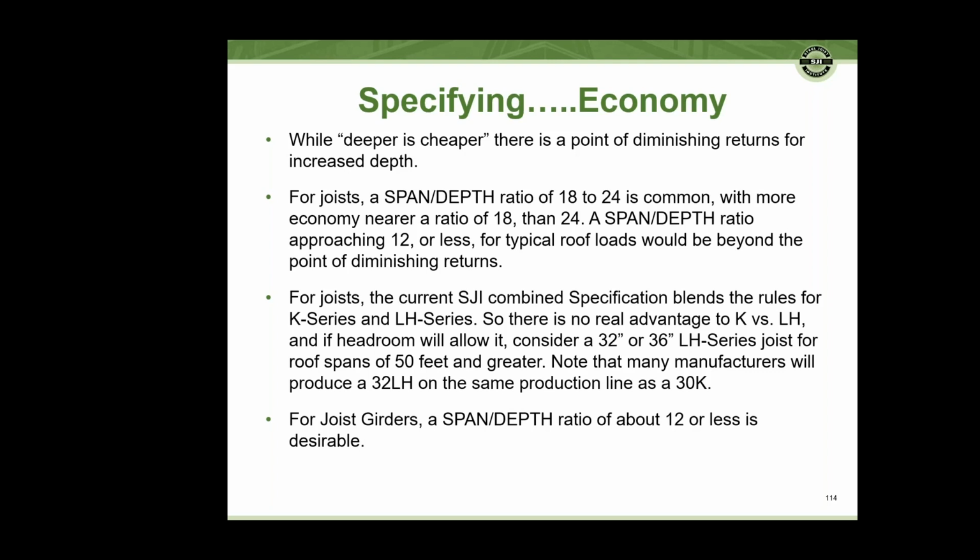For joist girders, the first rule of thumb is about a depth in inches about equal to span in feet, which would be a ratio of about 12. And that's a good starting point. A little bit deeper can add to some more economy where available.